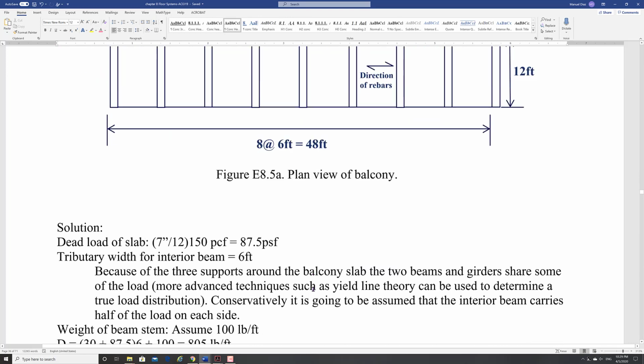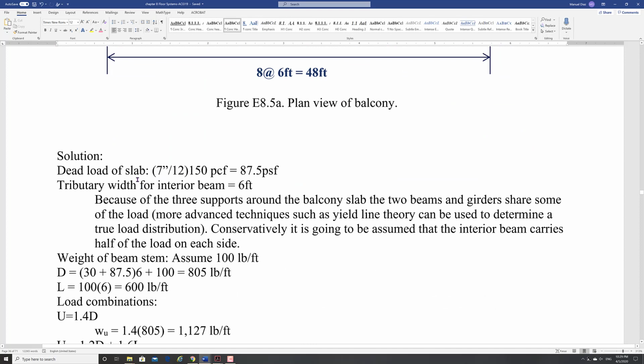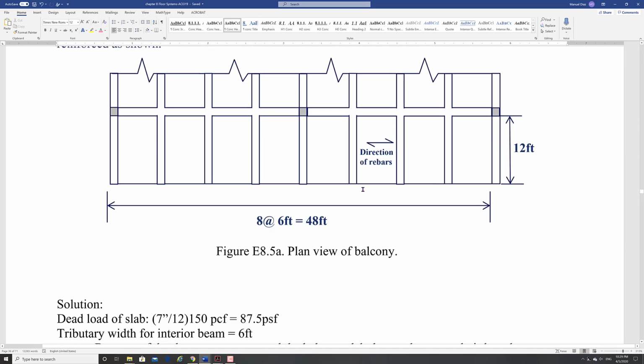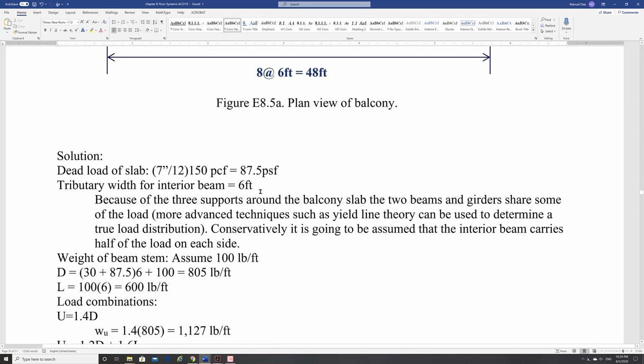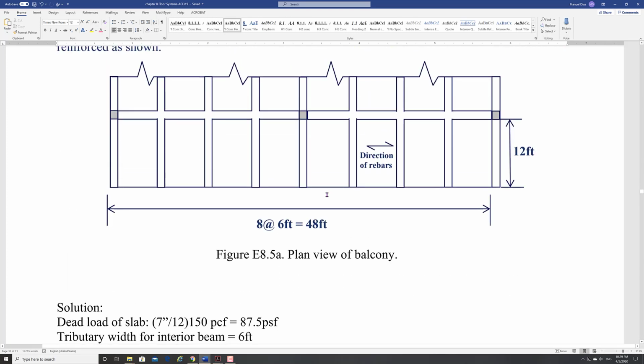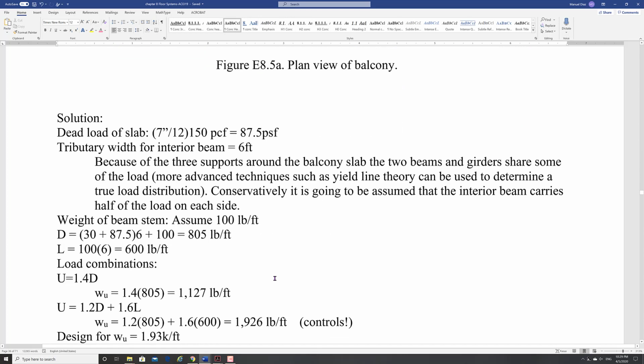And so we're going to design this. The slab is a 7-inch slab, so given that. Otherwise, you would have had to find it, right? How? Using the table for span to depth ratios. Here are your loads too, right? So tributary width for an interior beam, 6 feet, all right? Think of that.